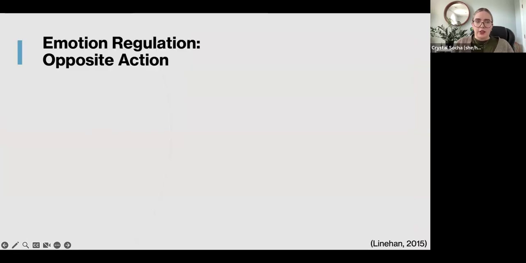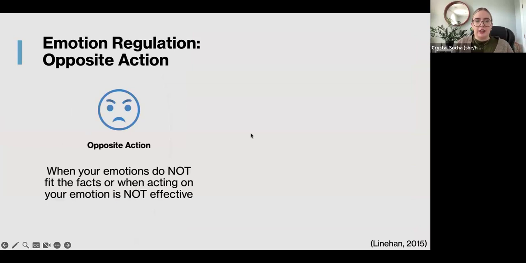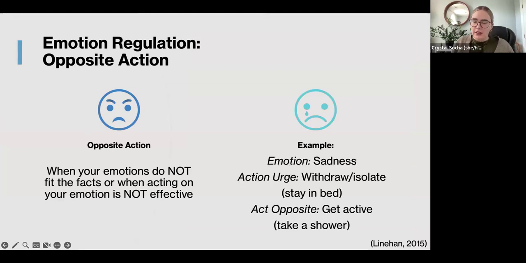And then when we're transitioning into opposite action, so now we are wanting to change this emotion. When we talk about opposite action, it's when your emotions do not fit the facts, or when acting on your emotion is not effective. So every emotion has an action urge. And it's often the urge that's the problem, or rather how to tolerate it is the difficulty. So, for example, when we think about the emotion of sadness and the situation I just shared, perhaps this person has the action urge to withdraw, isolate, stay in bed. They don't want to leave the room. They're never getting out of their house again.